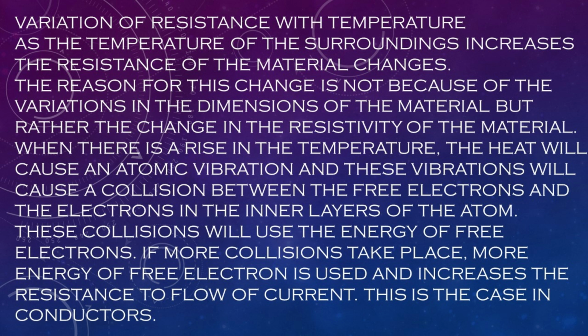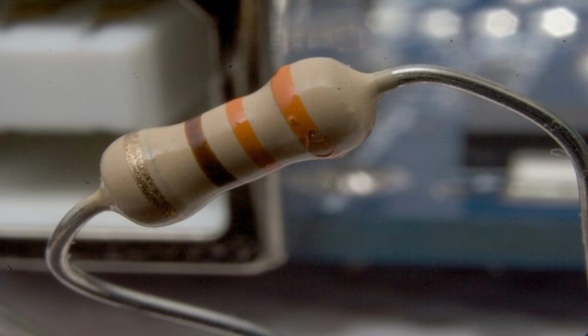When there is a rise in the temperature, the heat will cause an atomic vibration, and these vibrations will cause a collision between the free electrons and the electrons in the inner layers of the atom. These collisions will use the energy of free electrons. If more collisions take place, more energy of free electrons is used and this increases the resistance to flow of current. This is the case in conductors.